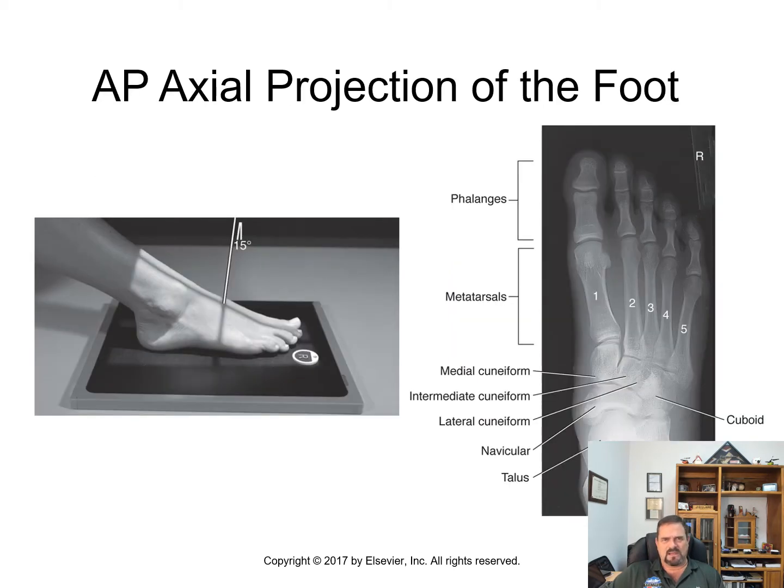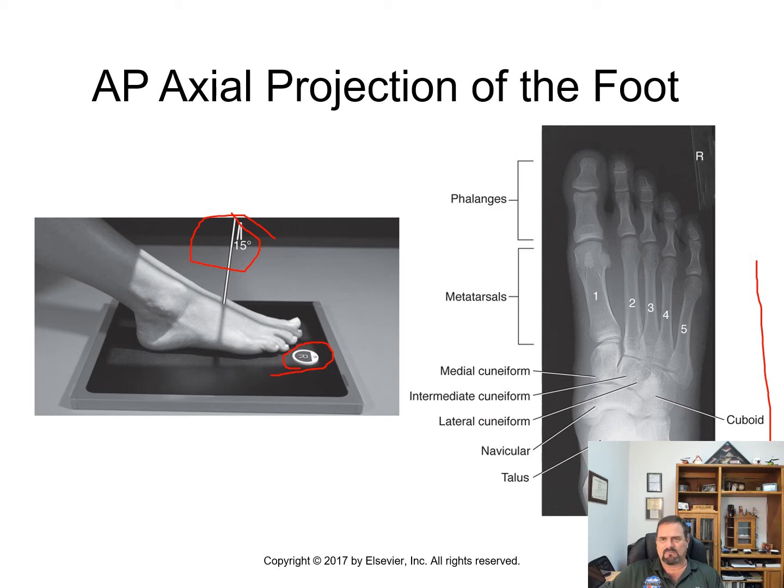All right, so AP axial projection of the foot. One of the biggest things, you've got to make sure you're at a 15-degree angle. You've got your foot on the IR plate. There's your marker. The patient should be in a sitting position, as comfortable as possible. This is what your x-ray is ultimately going to look like here on the right. Right here, good x-ray. Very, very good.